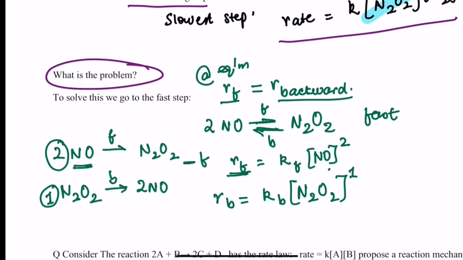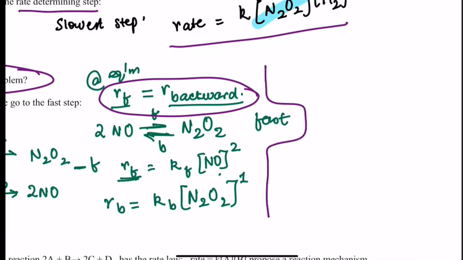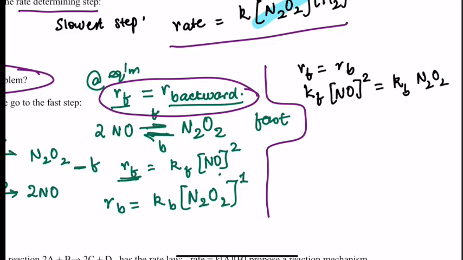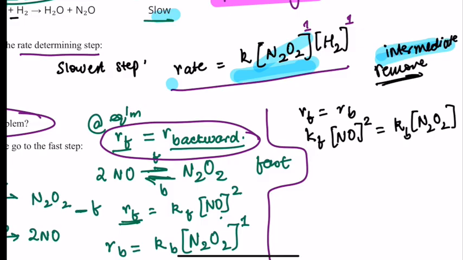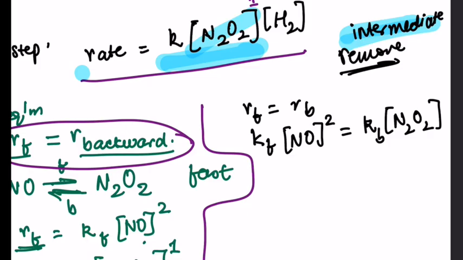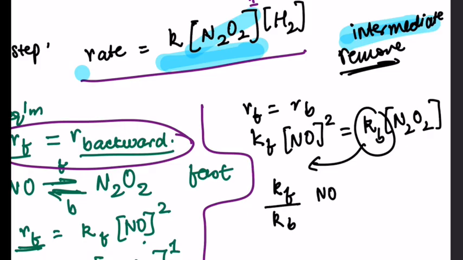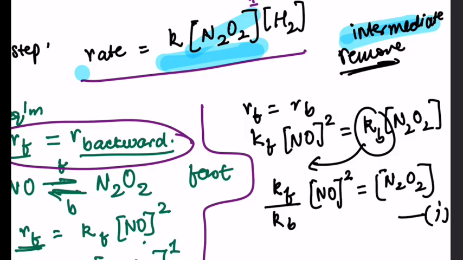So this is my rate forward and rate backward, and I've just defined for you that at equilibrium rate forward is equal to rate backward. So let me set those two equations equal to each other. Kf NO squared is equal to rate constant backward times N2O2 concentration to the power 1. Keep in mind I was trying to get rid of this N2O2 term from the rate law because this is an intermediate. So I'm trying to solve for the concentration of N2O2, which means I can bring this Kb down to this side. So I get K forward over K backward times NO squared is equal to N2O2.